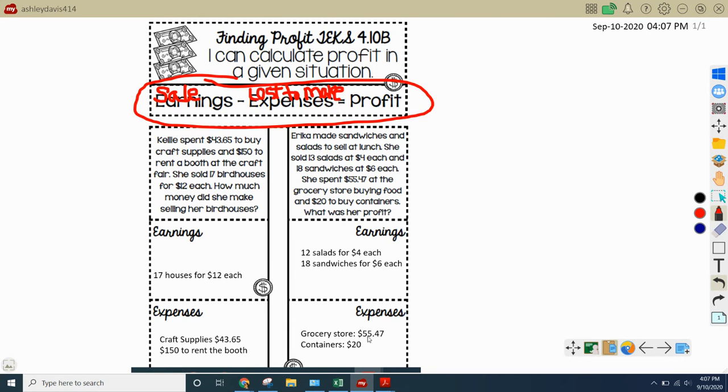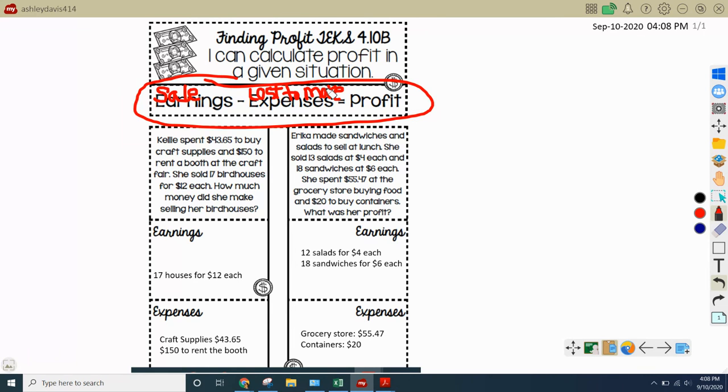Okay. And her expenses are how much she spent at the grocery store on all the ingredients for her sandwiches and salads, and then $20 on the containers that she gave to the customers when they bought one. So if we were solving for this, we would figure out how much total earnings she had and take away all her expenses, and that would give us our profit. So again, your profit is your earnings minus expenses, or your sale price minus the cost to make. So if I sold more than one thing, it'd be the total sales of that item minus the cost to make each item.